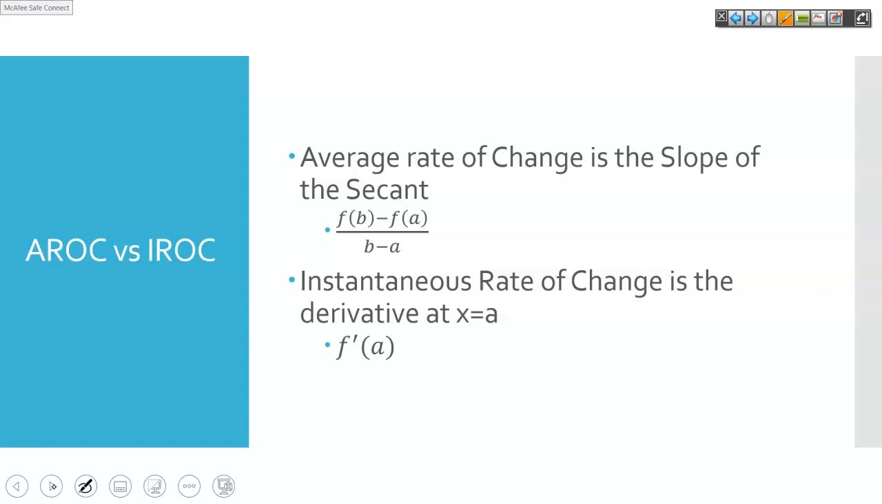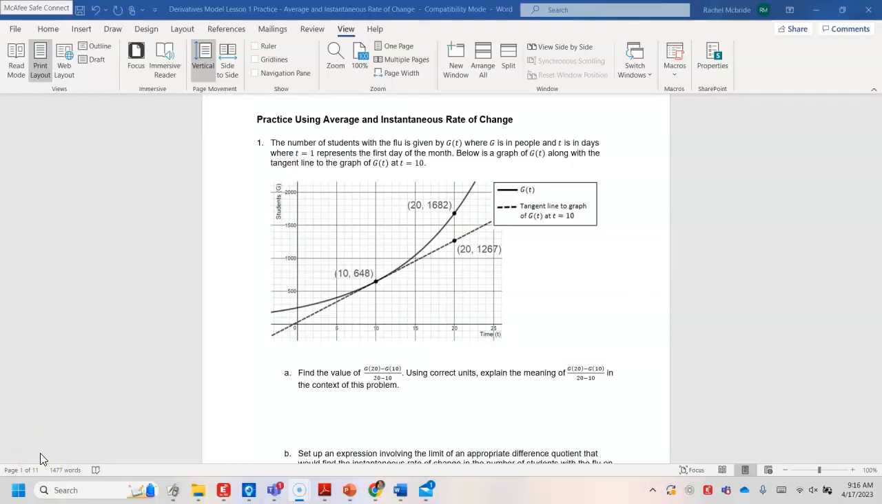I'm going to give you another worksheet. This is kind of just like, hey, here's all the rules, all their ideas. So this is kind of like a made up AP question. Like this is not a past exam question. But it says the number of students with the flu is given by the function g, where g is people and t is time. Let t equals 1 represent the first day of the month. Below is a graph of g along the tangent line on day 10.